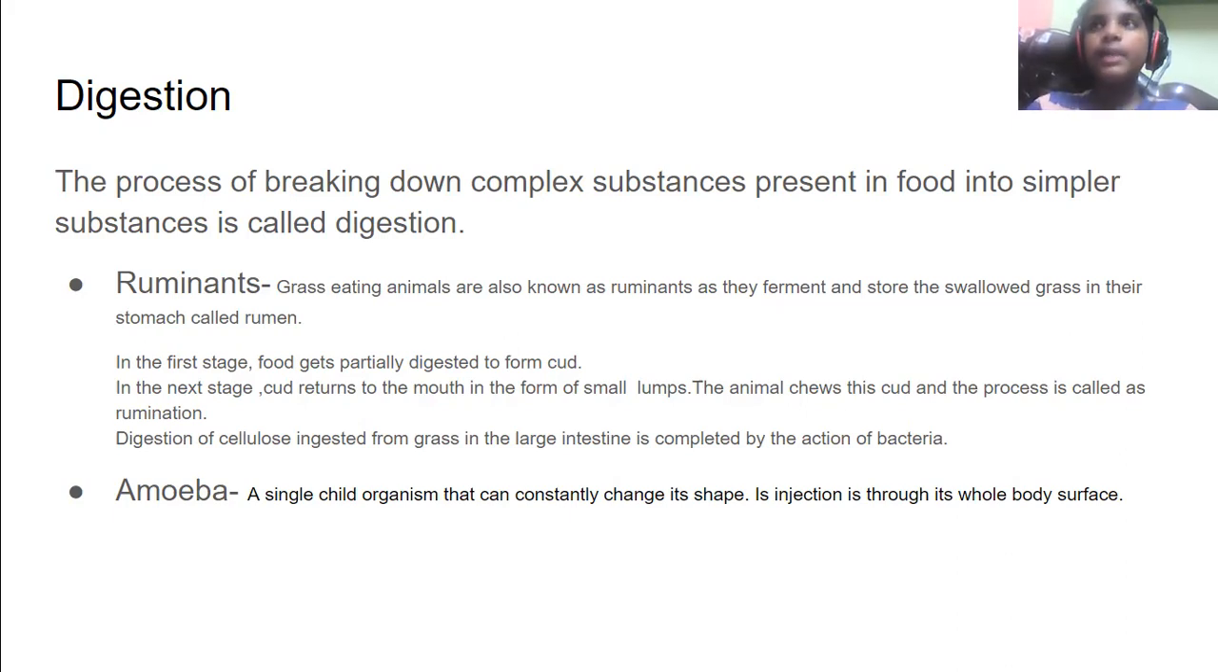So you may see, if you go to a place where cows are, a cow farm or a shed, that cows and buffaloes are continuously chewing even when they are not eating. That is when the cud comes portion by portion into their mouth and they chew it.